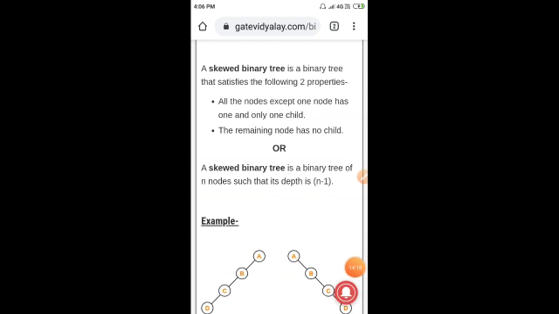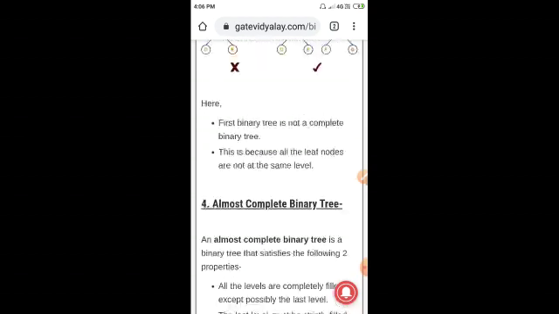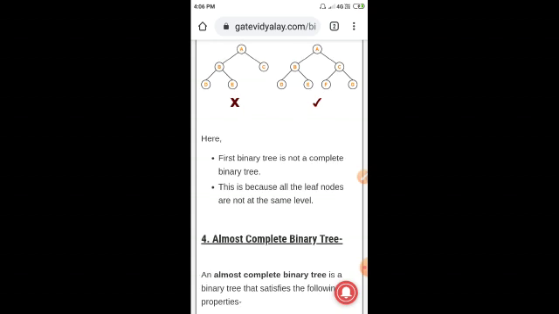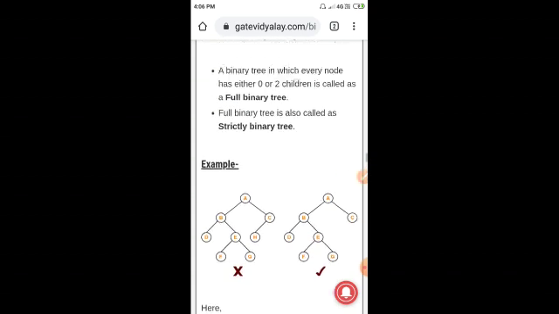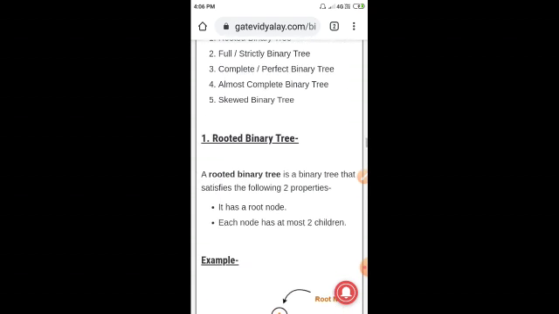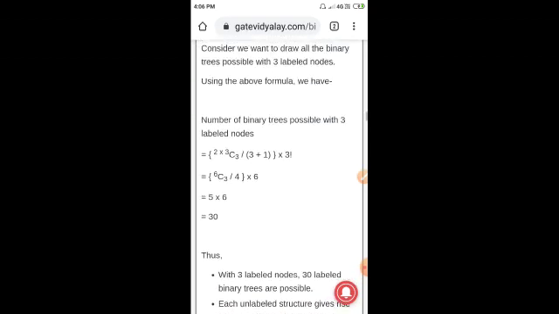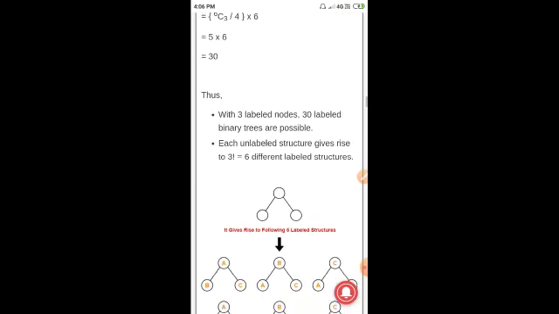Okay students, this is a binary tree. In this session we discussed what a binary tree is, what an unlabeled binary tree is, and how many possible ways there are for the unlabeled binary tree, and with the labeled binary tree, how many trees we can draw. These things we discuss next.